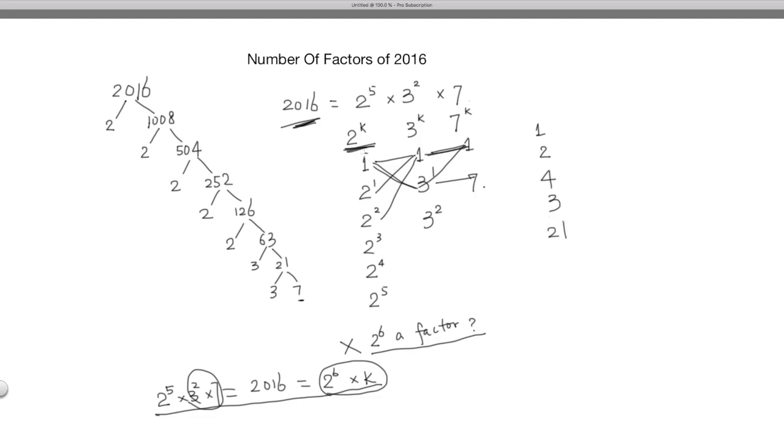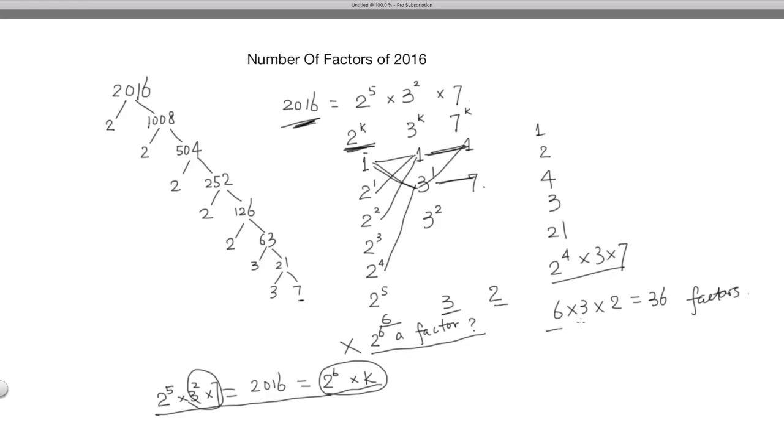So you have 6 choices here, 3 choices here, and 2 choices here, and all those different combinations of those choices are going to give you a factor. For example, 2 to the 4 times 3 times 7 is a factor of 2016. So the total number of factors will be equal to 6 times 3 times 2, which is 36 factors.